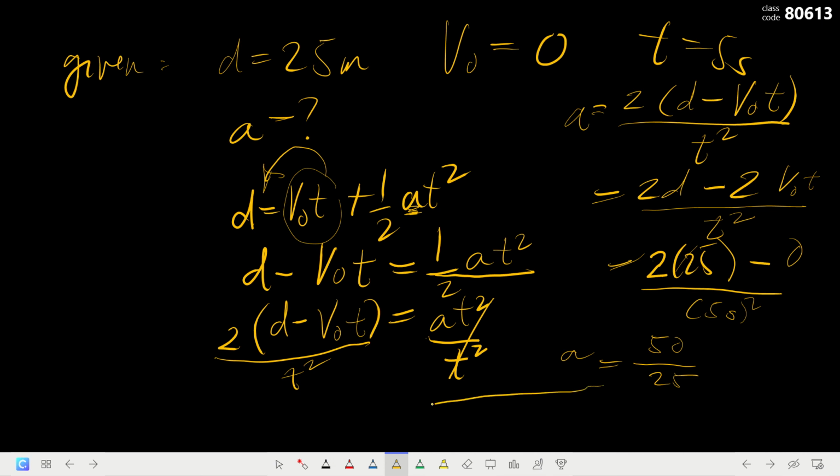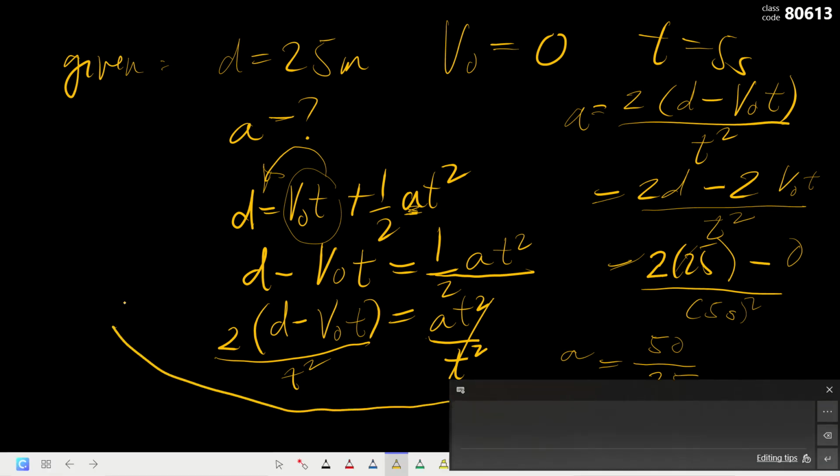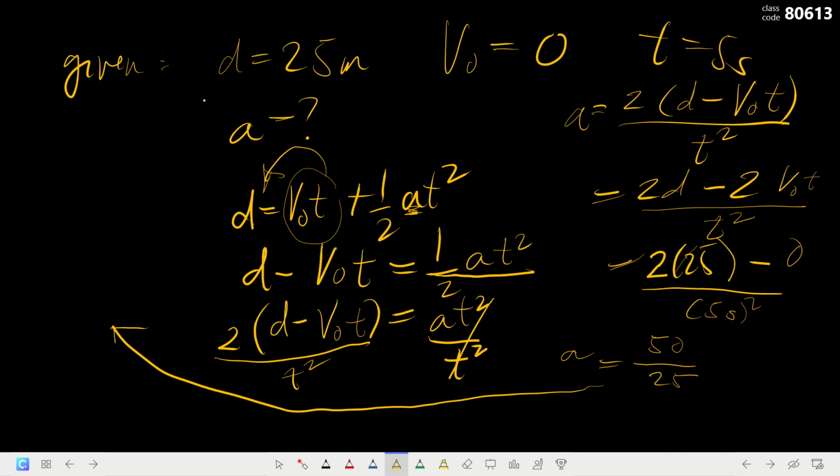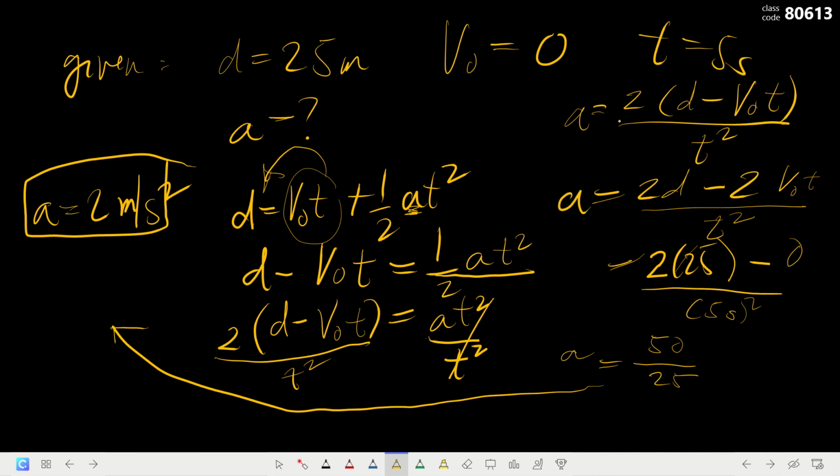So, acceleration now is 50 divided by 25, which is equal to 2 meters per second squared. So, this is the acceleration, and this is our derived equation.